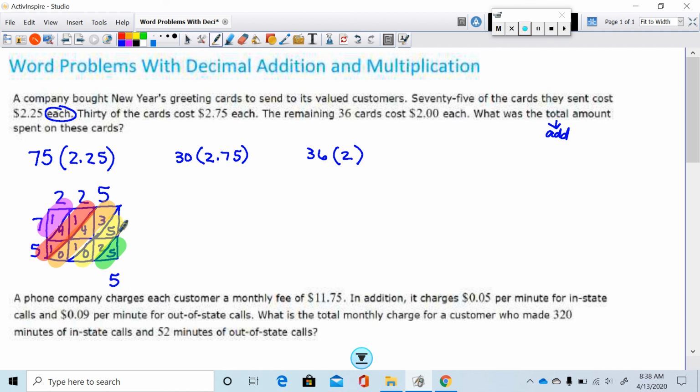So the yellow diagonal, 5 plus 2 is 7. The orange diagonal, 3 plus 4 is 7, 8, so that's an 8. The red diagonal, 5, 6, and then the purple diagonal is 1. So now you look at the original problem, there were 2 numbers after your decimal, so you want 2 numbers after the decimal in the final answer. So that is $168.75.